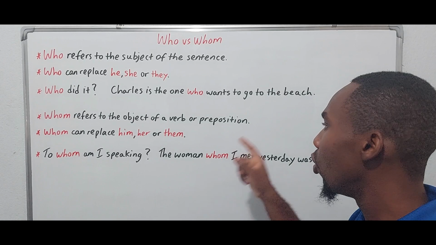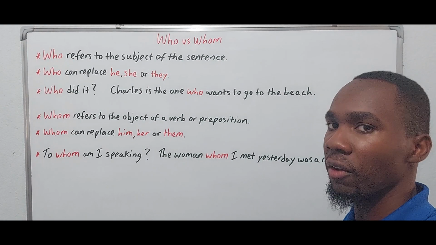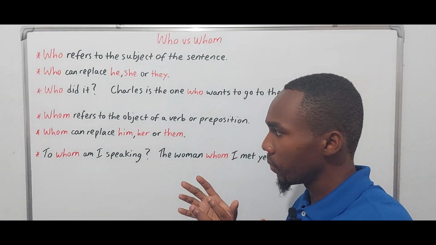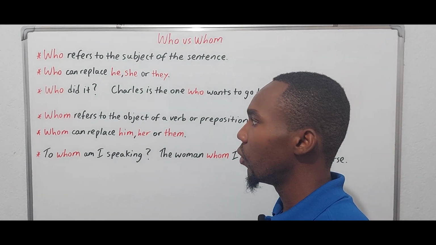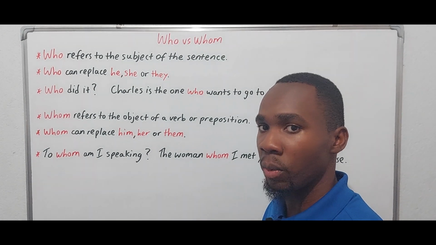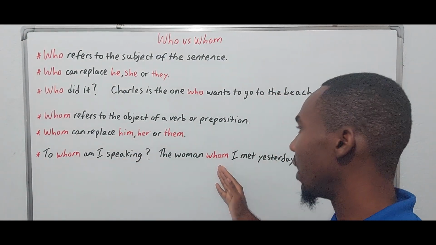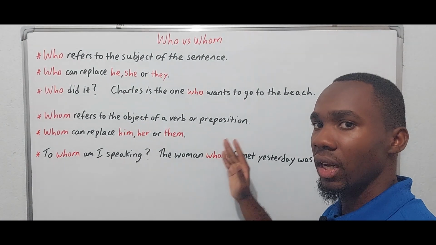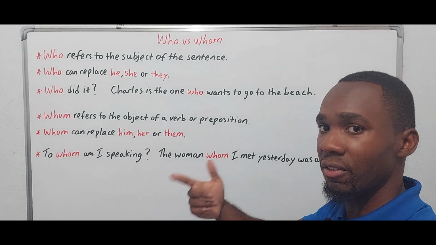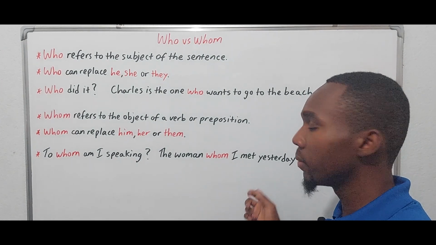So we can't say the woman who I met yesterday was a nurse. We have to say the woman whom I met yesterday was a nurse. We have to use whom because the woman is the object. So this will make the difference when it comes to who and whom, whether we are talking about a subject or an object. So once again, this is an interrogative pronoun and this would be a relative pronoun because it's providing additional information about the object, which is the woman, because the woman received the action, which should be me.